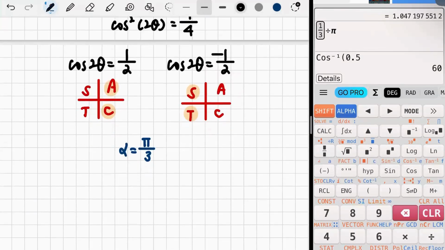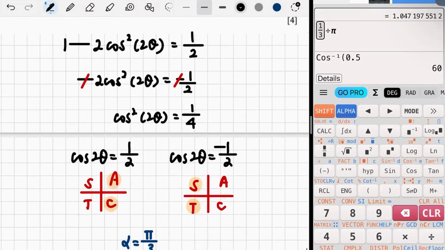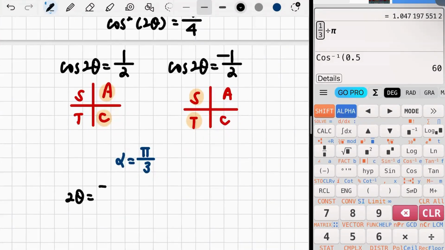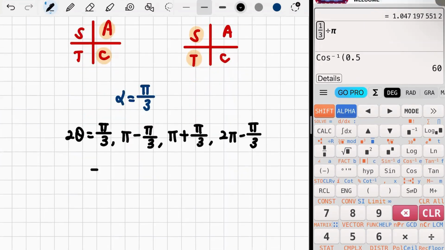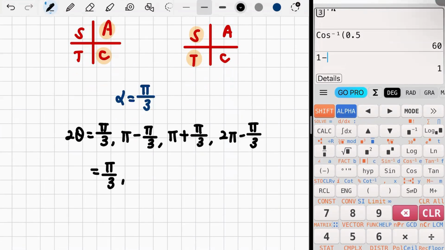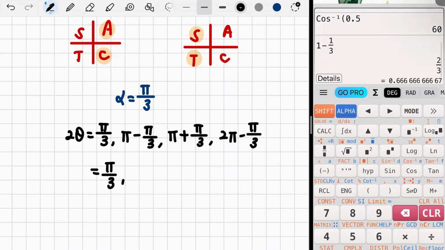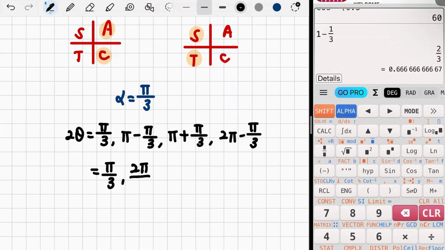Okay, so now from here, I will have 2 theta. What cycles do they want? They just want until pi. Okay, so first quadrant is pi over 3. Second quadrant is pi minus pi over 3. Third quadrant is pi plus pi over 3. Last quadrant is 2 pi minus pi over 3. So from here, simplify further. So this is pi over 3. How do you calculate this one? Don't press pi. Press 1 minus 1/3. Then you will get 2 pi over 3, like that.